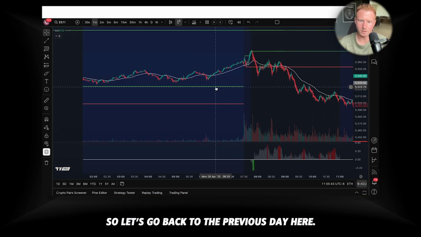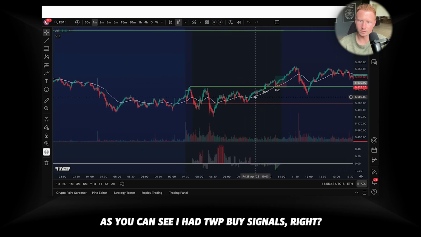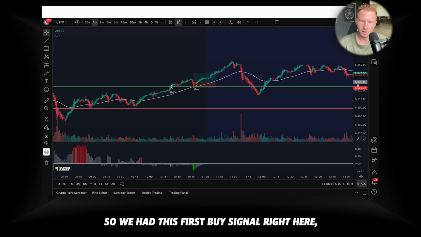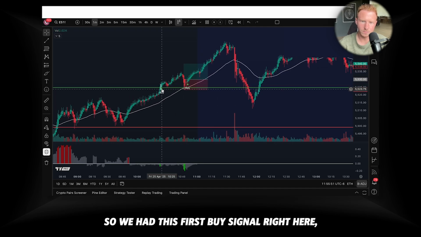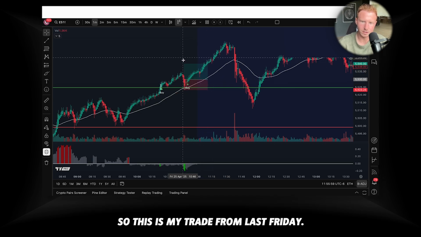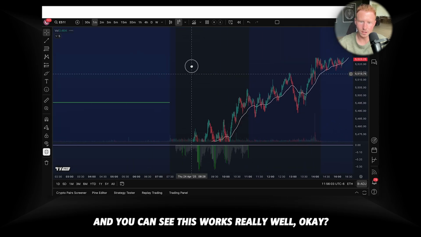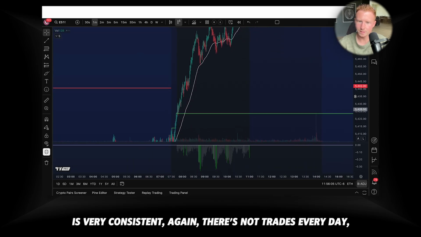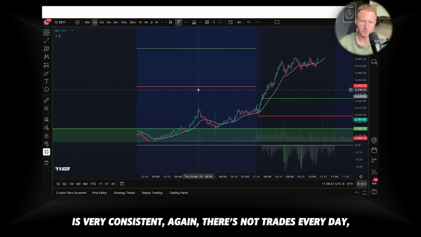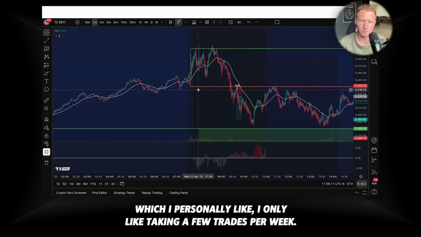So let's go back to the previous day here. As you can see, it had 2 buy signals, right? So we had this first buy signal right here, had a nice run up. We retested again, had another buy signal, and had a huge run up once again. So this is my trade from last Friday. And you can see this works really well, okay? It's very consistent. Again, there's not trades every day, which I personally like. I only like taking a few trades per week.